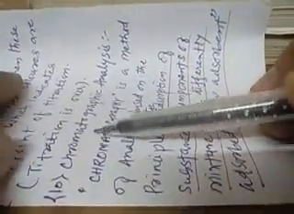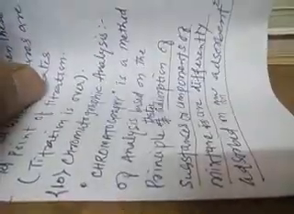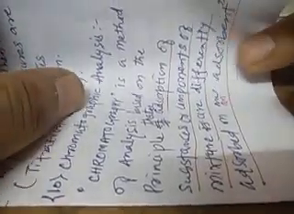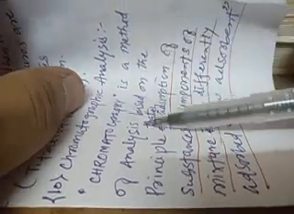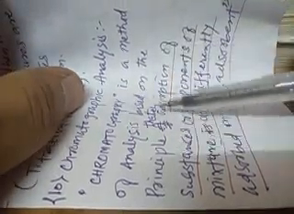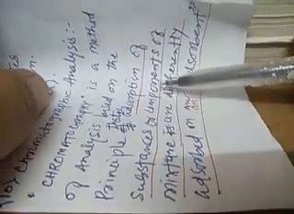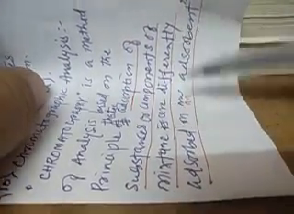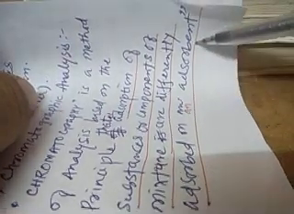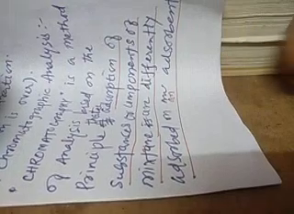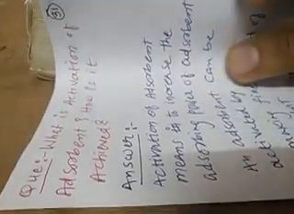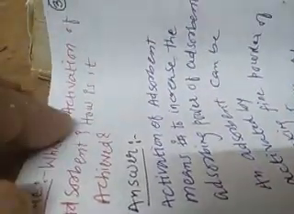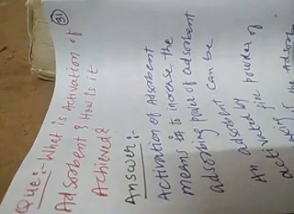Then we have the 10th use, chromatographic analysis. Chromatography is a method of analysis based on the principle that components of a mixture are differently adsorbed on an adsorbent. So this is the principle on which chromatography works, and it is based on the phenomenon called adsorption. So here we have covered the various uses or applications of adsorption. Let us understand a few more points.